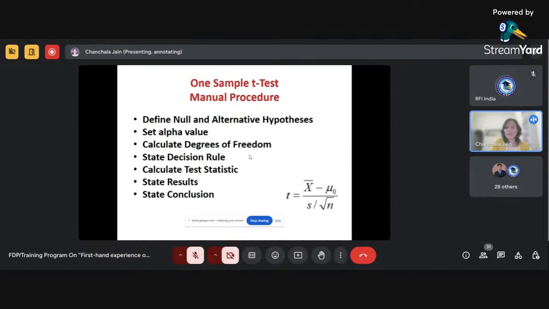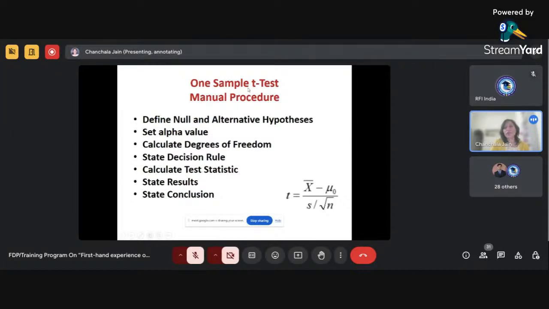I think we discussed the decision rule yesterday. When we talk about the p-value, the decision rule is: if your p-value is less than the level of significance, you are going to reject the null hypothesis. But if your p-value is greater than the level of significance, you need to accept your stated null hypothesis. After that, you need to calculate the test statistic.